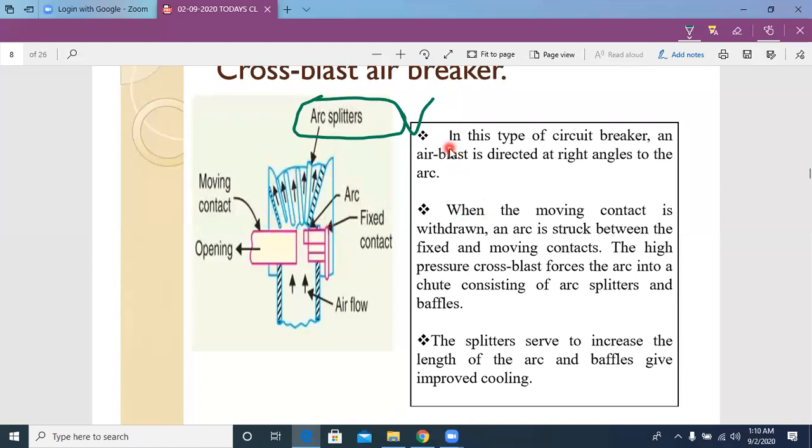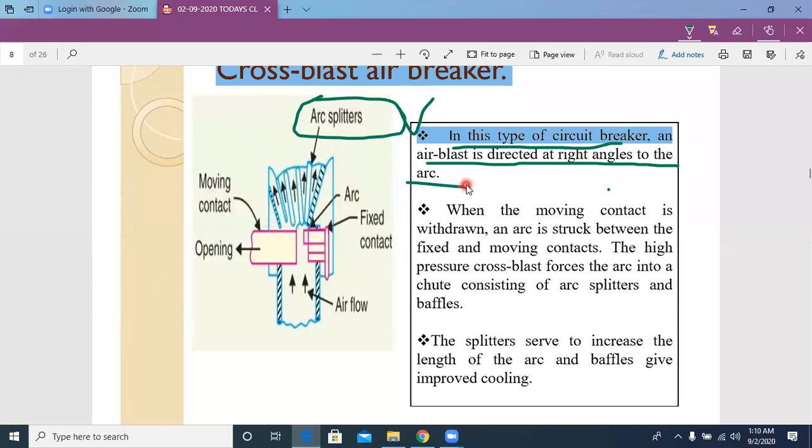Now let's see point wise. In this type of circuit breaker, an air blast is directed at right angles to the arc. That's why we call it cross blast. That means the flow of air direction is exactly perpendicular to the arc. That's why it is a cross blast.